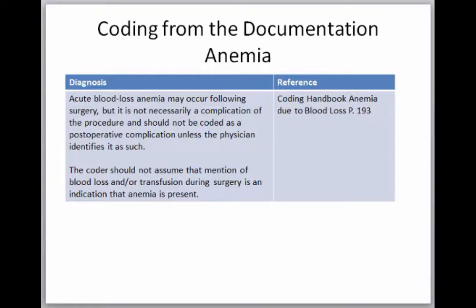I'll have a couple of slides here about coding from the documentation, just to remind you as a coder or a future coder that acute blood loss during surgery is not necessarily a complication, and you don't code that as a complication unless the physician has identified it as such. And just because someone gets a transfusion during surgery is not an indication to you as a coder that you should be coding anemia.